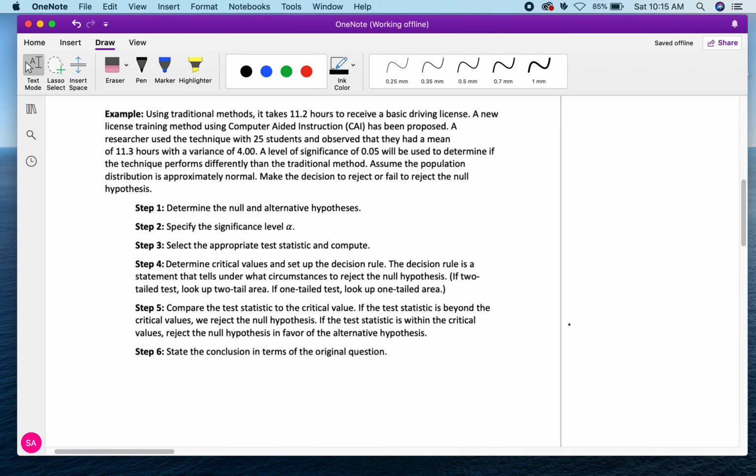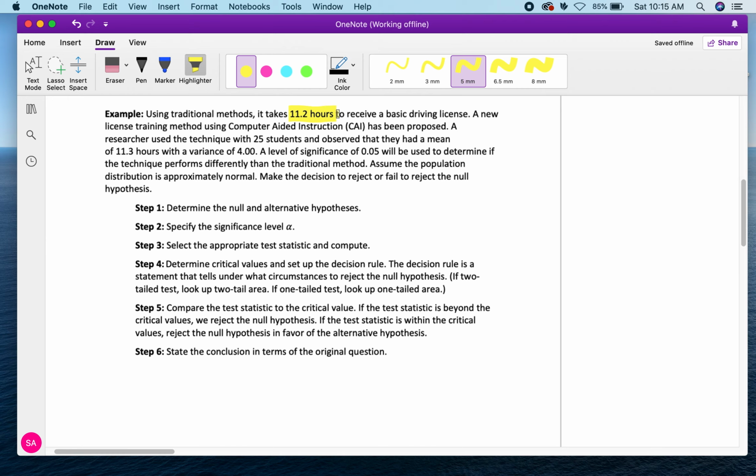Okay, first example. Using traditional methods, it takes 11.2 hours to receive a basic driving license. You know what? I'm going to start highlighting some of these numbers. It takes 11.2 hours to receive a basic driving license. A new license training method using computer-aided instruction has been proposed.